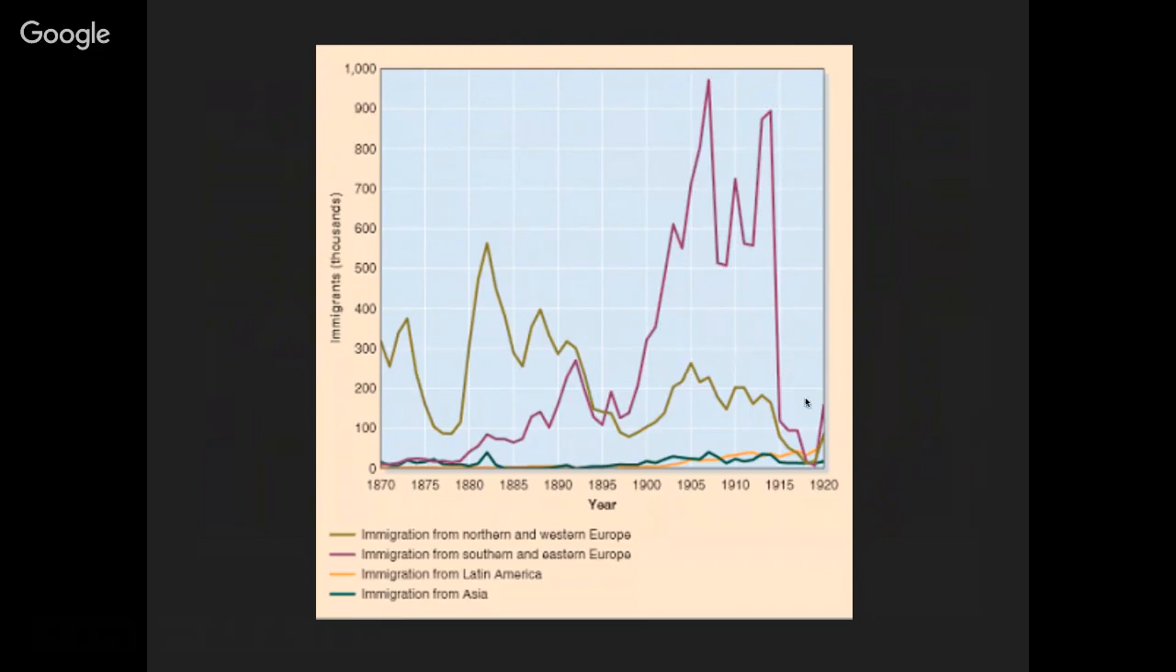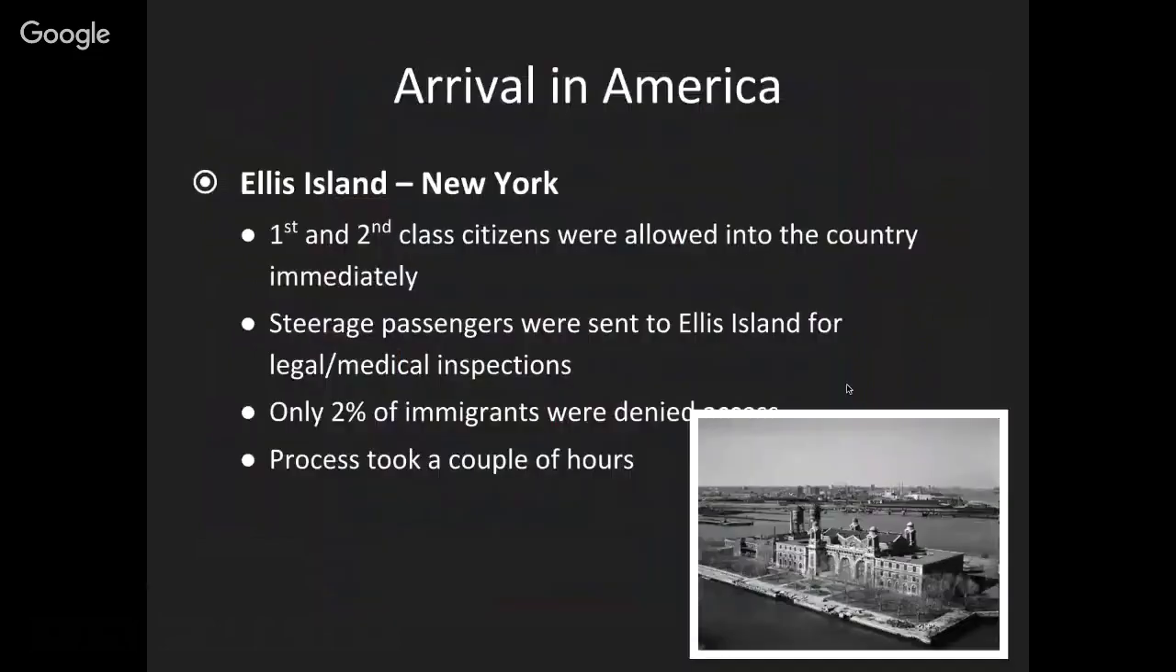So I think seeing that on a graph really helps kind of drive that point home. When immigrants arrived in America, if they were coming from Europe, they would come in through New York. You've probably heard of Ellis Island. In many cases, they would come in through New York. Some places they would come in through Boston and other places, but the majority of people came in through Ellis Island.